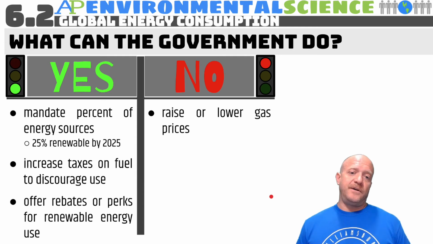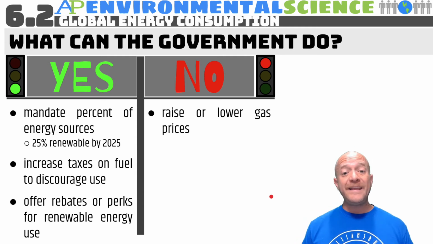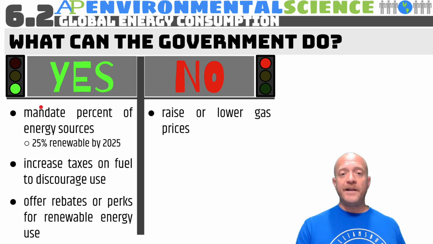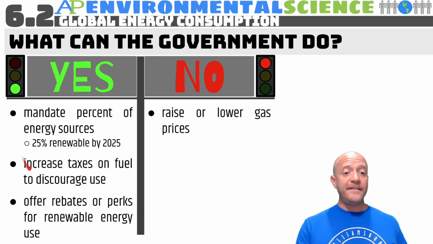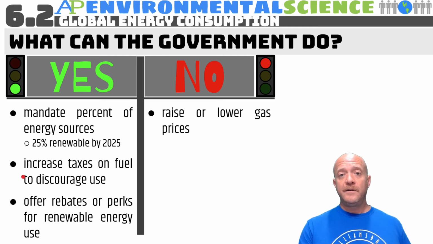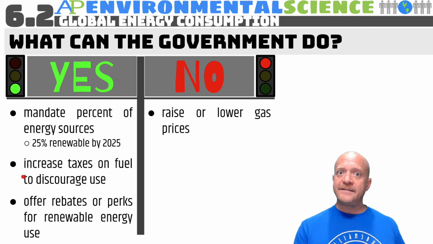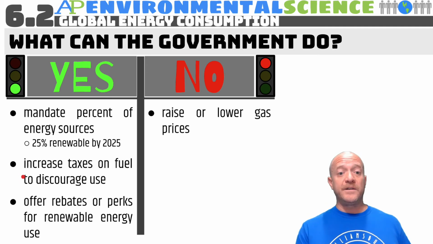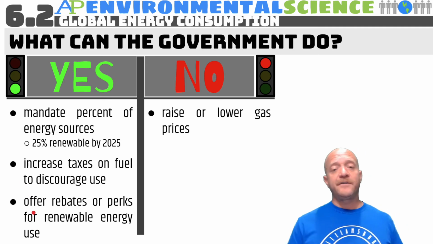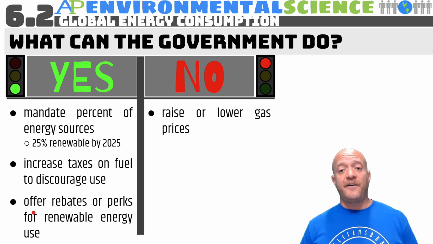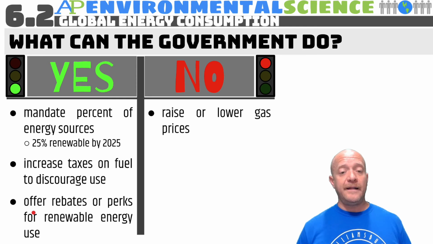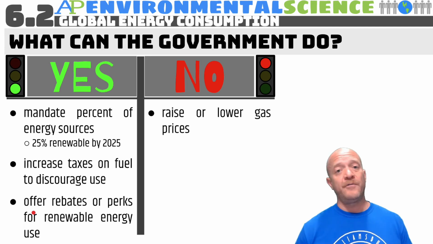So what can the government do to control our energy consumption? Things that we can do is you can mandate the percent of our energy sources. In other words, by 2025, the United States says we should have 25% of our energy from renewable energy sources. The government can increase taxes on fuel, so they discourage the use. If you're paying more in taxes, it might be better to find an alternative source. We can also offer rebates or perks if people have renewable energy sources. For one thing, if you get your electricity from wind-powered electricity, you may get a rebate from the government. You may get a tax break if you're a homeowner, even if you're a renter.